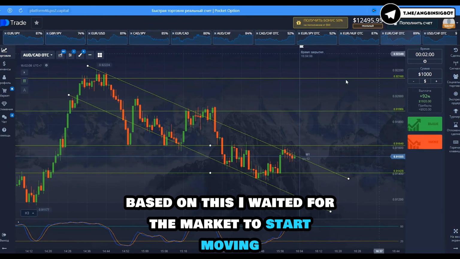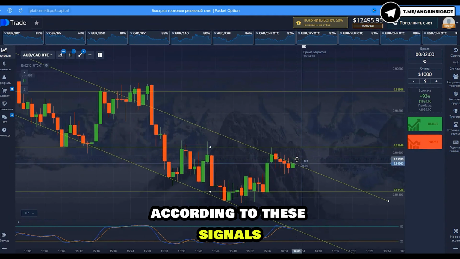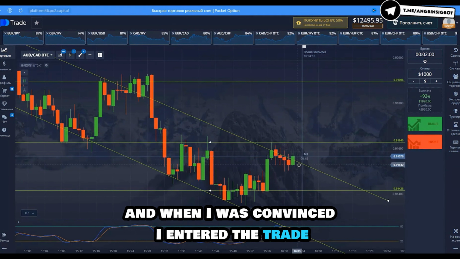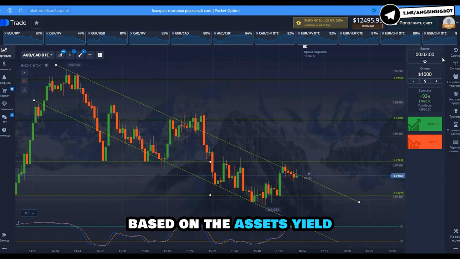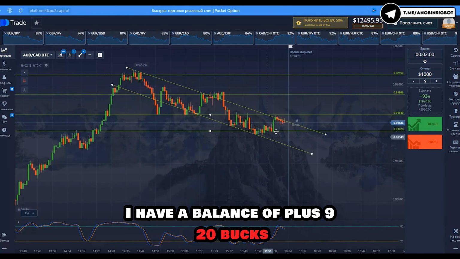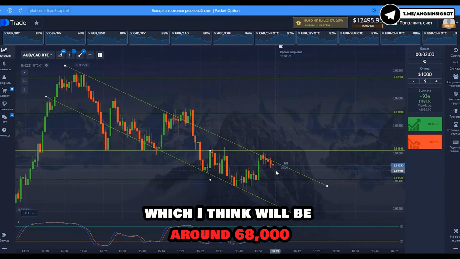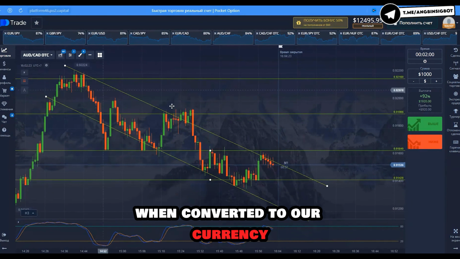Based on this, I waited for the market to start moving according to these signals, and when I was convinced, I entered the trade. That's the whole logic. Based on the asset's yield, I have a balance of plus 920 bucks, which I think will be around 68,000 when converted to our currency.